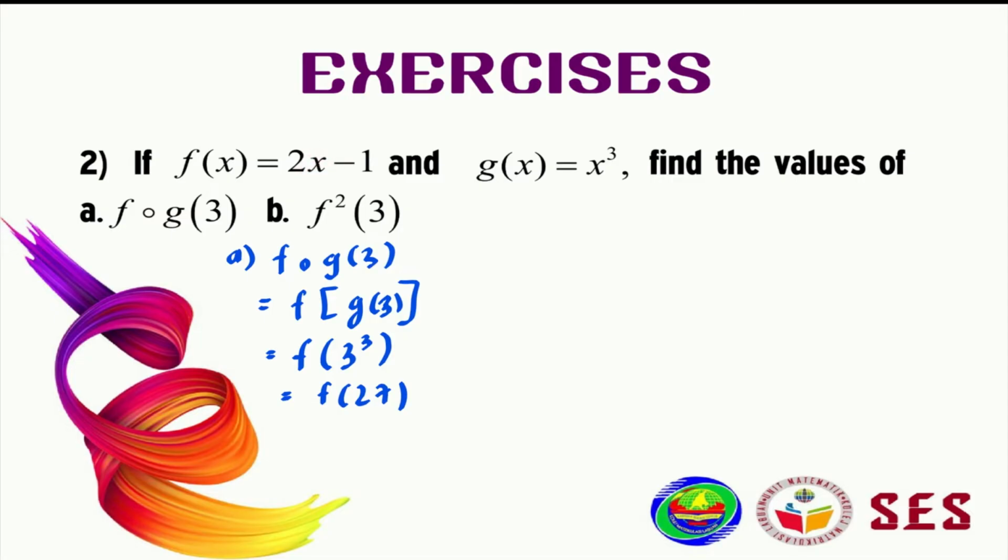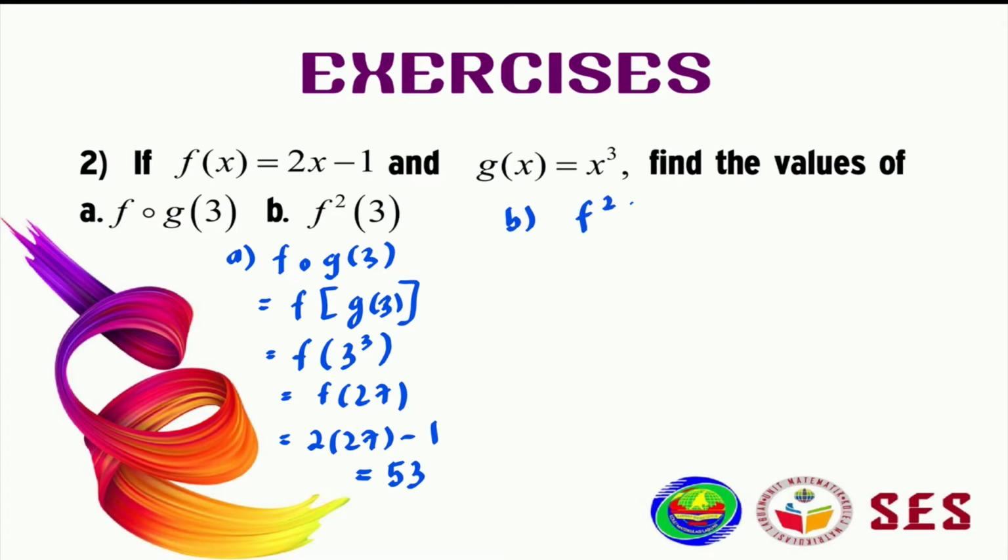Alright, so let us substitute now. So we have 2 times 27 minus 1, which in the end we should get the answer as 53. Alright, so question B.